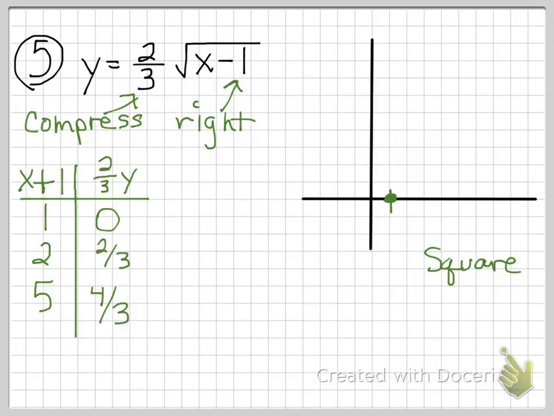It gets a little tricky to graph, but that's okay. So at 2, I go up 2/3. And at 5, I'm going to go up 4/3, which is 1 1/3. So it's just above the 1. So my radical is a little bit squashed. Not as tall because we compressed it.